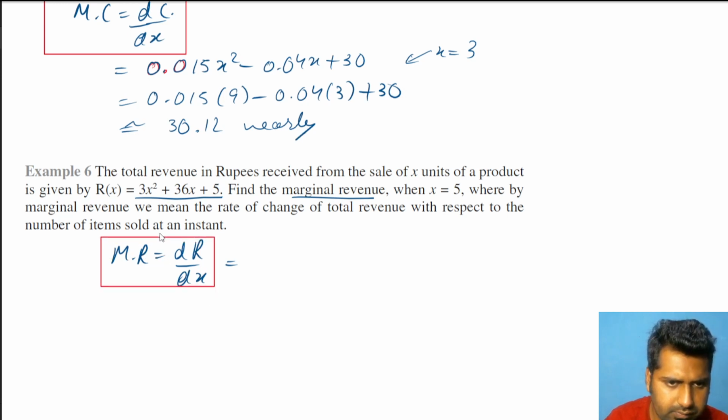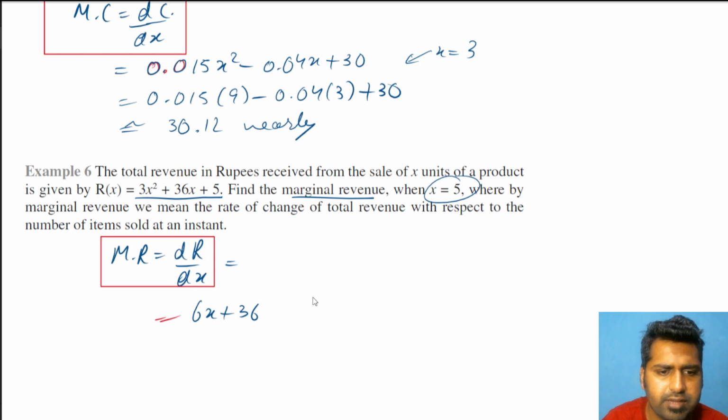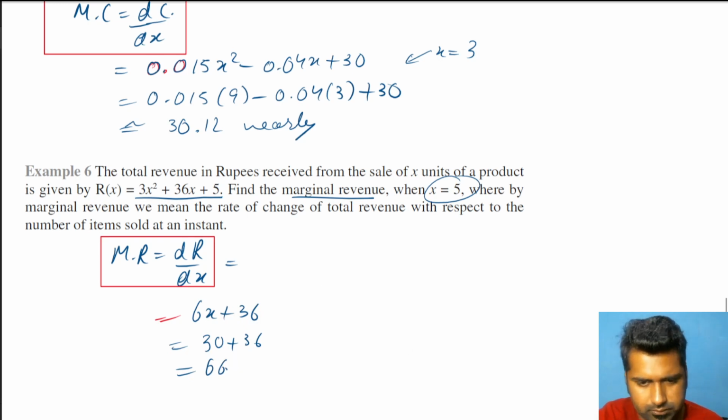Okay, so just solve it. So again we differentiate. So 6x plus 36. It is saying calculate when x is 5 units were produced. So put down the value, 30 plus 36, that's 66. Okay, simple enough. Okay, all right.